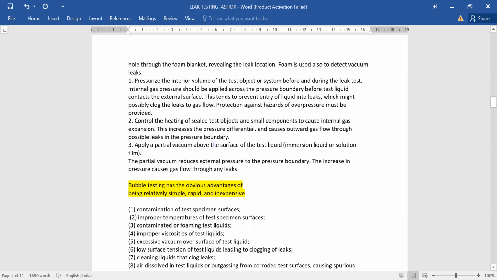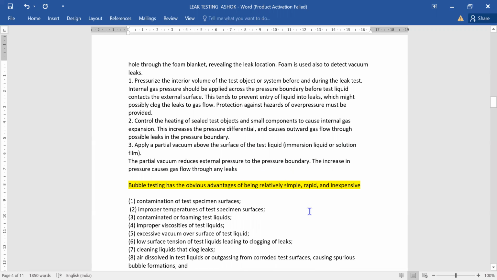Apply a partial vacuum over the surface. So this one is the third one. Apply a partial vacuum above the surface of the immersion liquid or solution film. Partial vacuum reduces the external pressure on the pressure boundary. The increase in pressure differential causes gas flow through any leaks. Bubble testing has an obvious advantage of being relatively simple, rapid, and inexpensive.